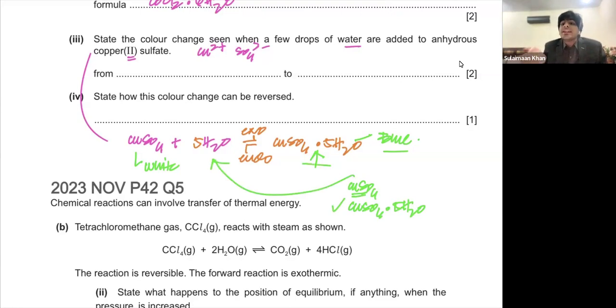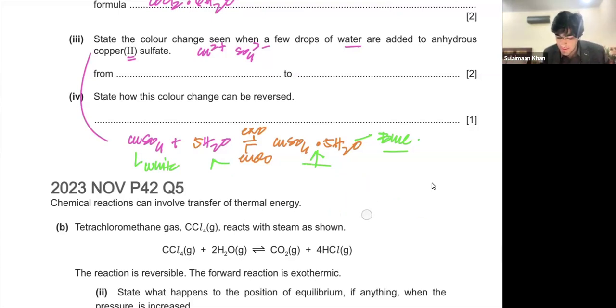So remember, you should have said it depends. If it's anhydrous, what does anhydrous mean? Without water of crystallization. So if it's anhydrous, you can't test it for the presence of water. If it's hydrated, you can test it. Yes, if it's anhydrous, then you can test it for water. Sir, you can also check it with universal indicator.